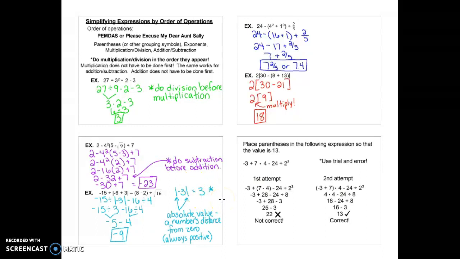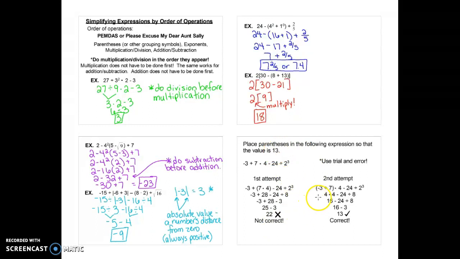The last example here is giving you an order of operations problem, but you need to place parentheses in the expression somewhere so that your final answer is 13. This is just going to take some trial and error. There are 2 attempts shown here. This first attempt does not work. When you group the 7 times 4, if you go through all of the order of operations, you end up with 22, which is not correct. We wanted to get a value of 13.